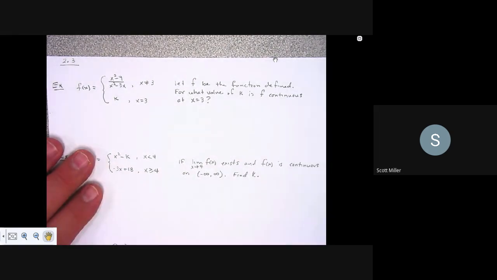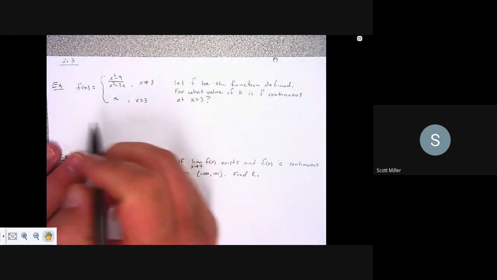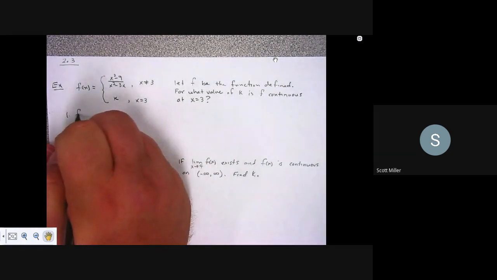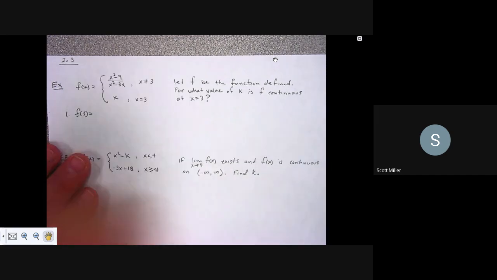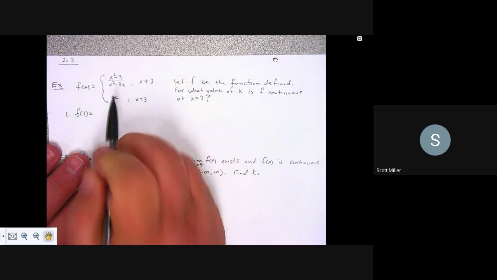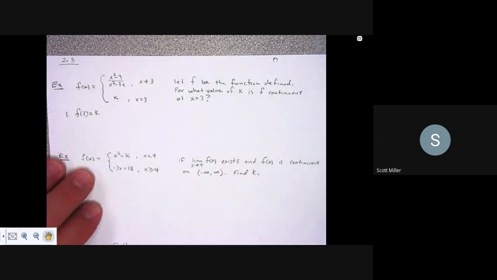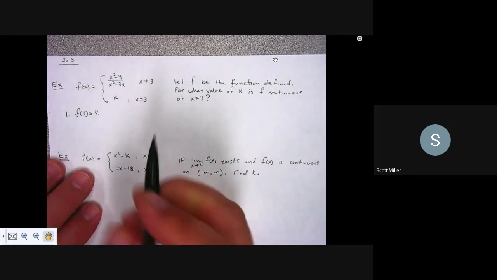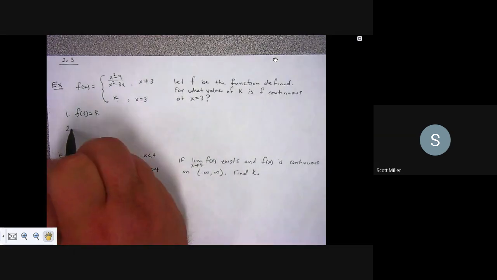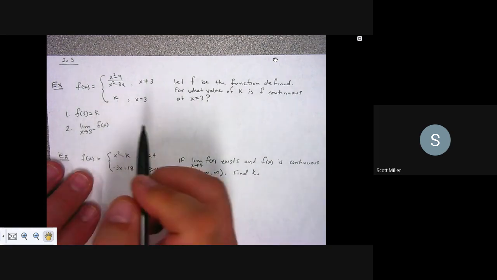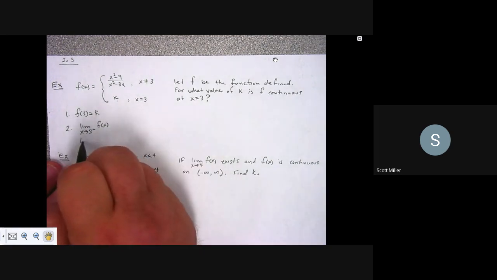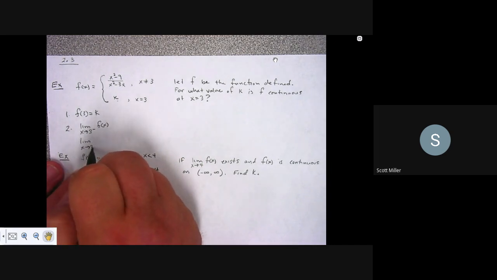So we have to go through all three criteria to establish this. The first thing I have to do is, what is the value of f of 3? Is there a value? So when x equals 3, the value is whatever k is. The next step is we have to do the limit. What is the limit as x approaches 3 from the left of this function? And I'm just going to write that for now. And we have to find out what the limit is as x approaches 3 from the right.